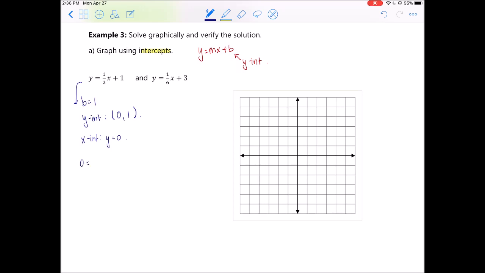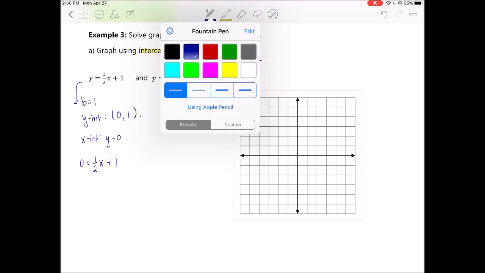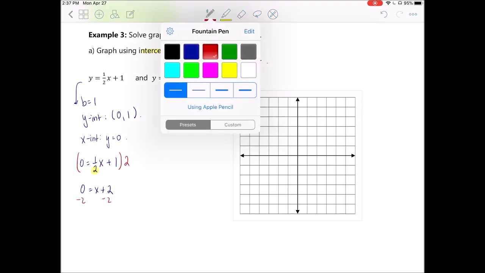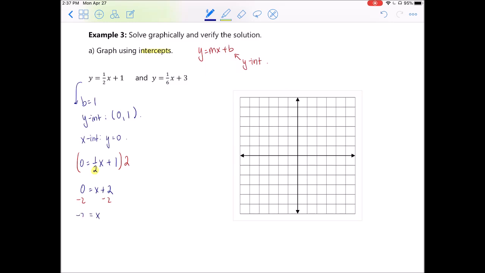So 0 equals 1 over 2x plus 1. And we will need to get rid of that denominator first. So I'm going to multiply the entire equation by 2. And we get 0 equals x plus 2. And then I'll take away 2 on both sides. So we're left with x equals -2. So x-intercept happens at -2 and 0. Okay, so this is the x-intercept.